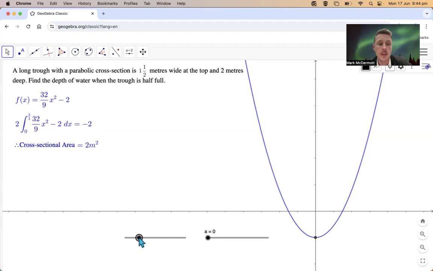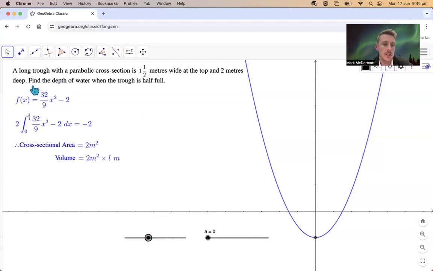Okay. A key insight in this question is that we're actually talking about volume, right? It says find the depth of water when the trough is half full. Well, to be half full, we're talking about the volume being half full, right? So I suppose what we could say is that the volume is going to be equal to the cross-sectional area multiplied by some length dimension. So to bring things into volume, you need to take an area multiplied by some other length dimension. So we're going to take the cross-sectional area, which is 2 meters squared, and multiply by some length dimension, which is L, which would be in meters.